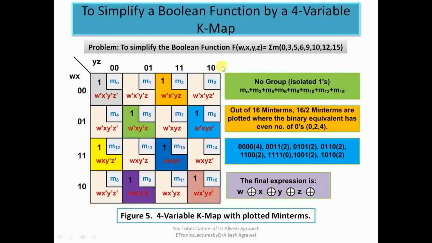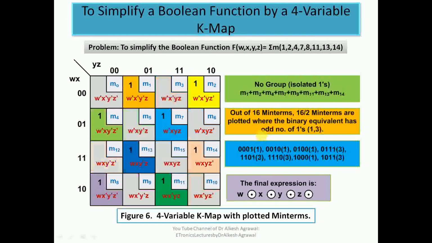So if we have this kind of special K-map where half of the minterms are plotted in those cells where the binary equivalent has an even number of zeros, that is either 0, 2, or 4, we have the final expression as the exclusive OR of all the variables. So the final expression will be W exclusive OR X exclusive OR Y exclusive OR Z. This is a special kind of K-map.